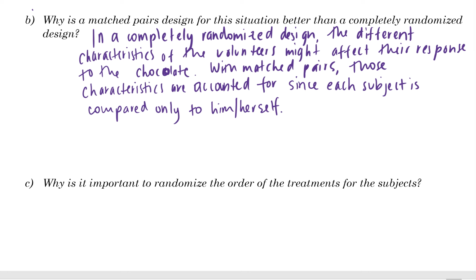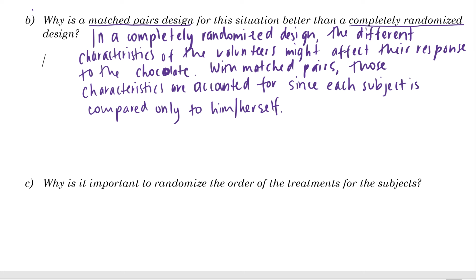Just kind of a side note for the AP test. When you're asked to explain why something is better than something else, so why is matched pairs better than completely randomized design, a good rule of thumb is to talk about what would be wrong with the thing that they're asking you to compare to. So what's wrong with a completely randomized design, and then also mention what's good about a matched pairs design. So in my case, I talked about, hey, the reason why it's better is because in a randomized design, this could go wrong, versus in a matched pairs, this could go right. So that's kind of a good rule of thumb when you're actually answering questions on the AP test.